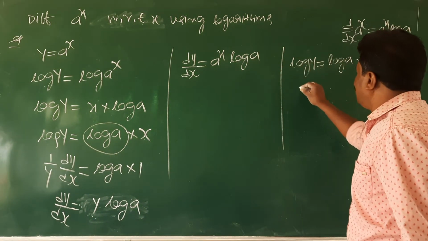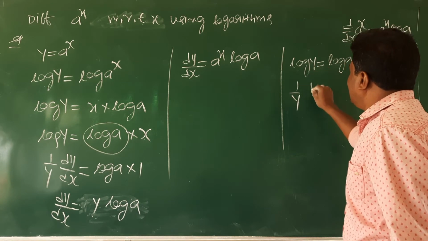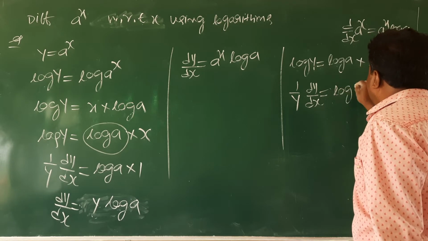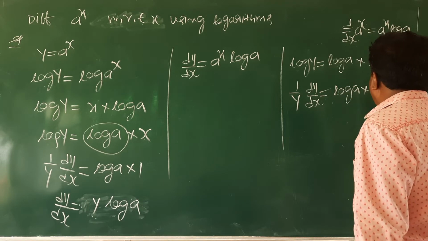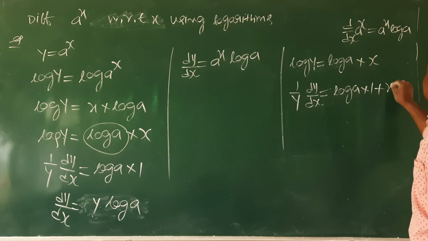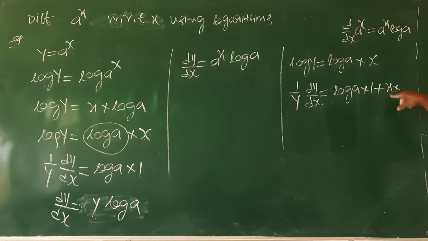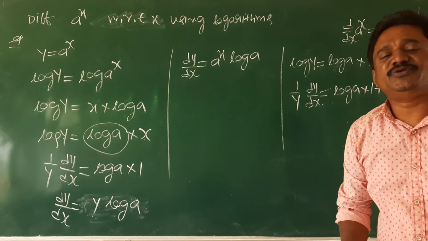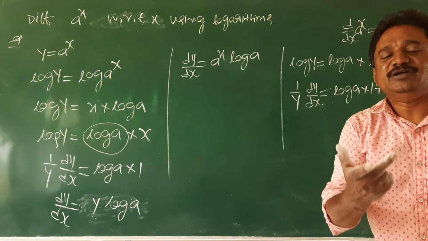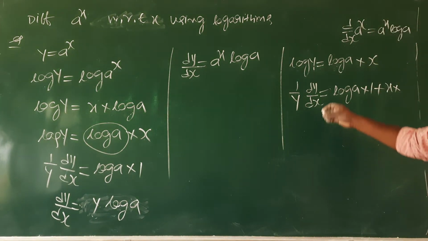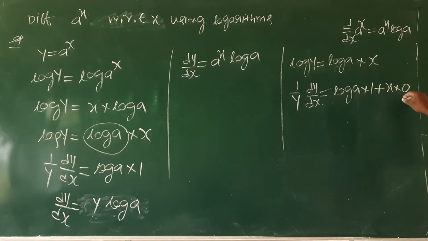Differentiation of log y is 1 by y, again y is dy by dx. Keep that log a as it is. Differentiation of x is 1, plus keep that x as it is. Carefully observe. Differentiation of log a: log a is constant. How much is the differentiation of log a? It is 0. Differentiation of any type of constant is 0. Therefore, differentiation of log a must be 0, and 0 into anything is 0.